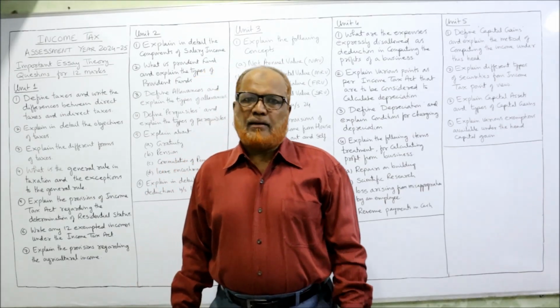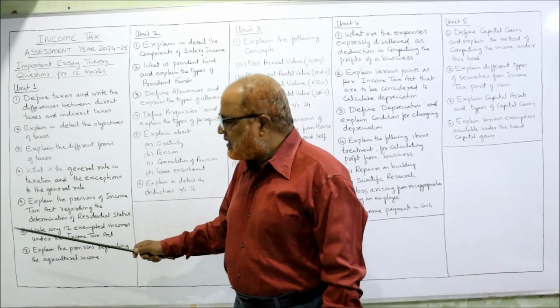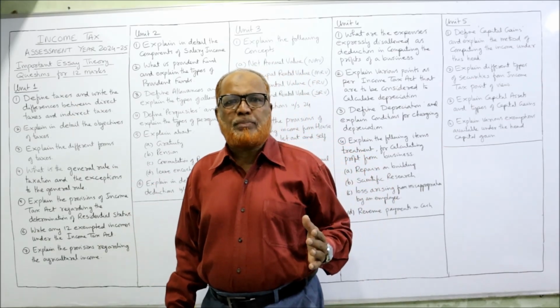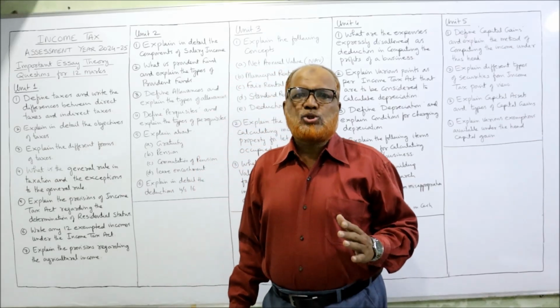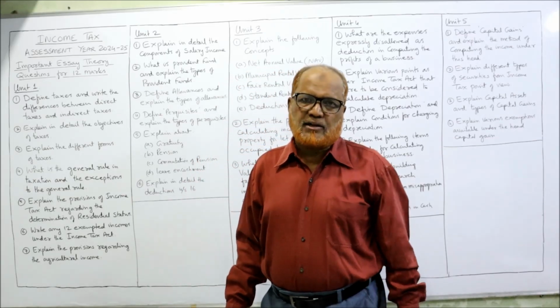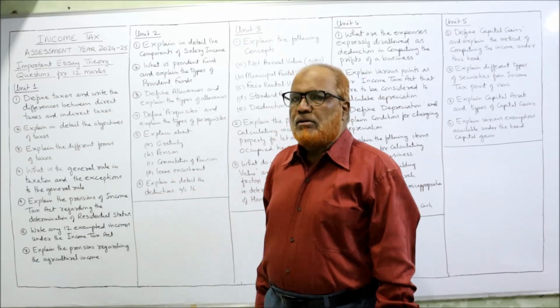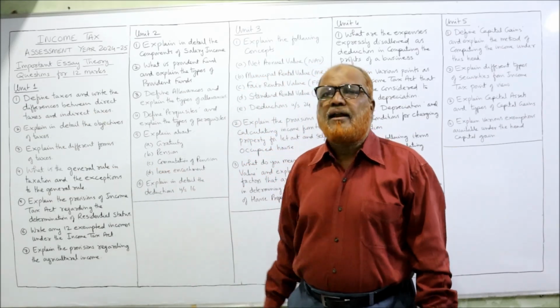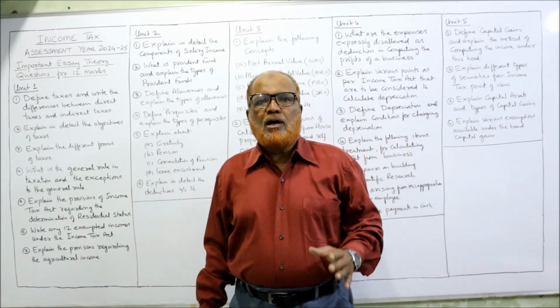Unit number 1. In unit number 1, I have selected 7 questions in total. I have analyzed the previous year question papers and taken into account what type of theory questions they may ask. So the first question: define tax and write the differences between direct tax and indirect taxes. They will ask this very frequently.